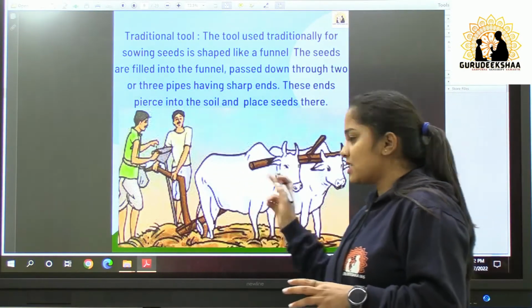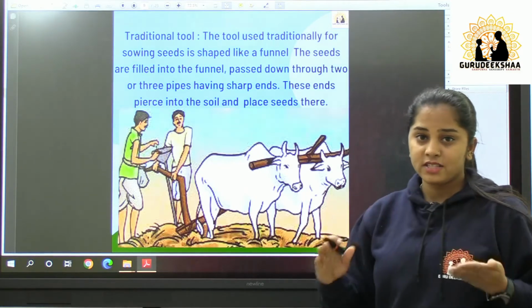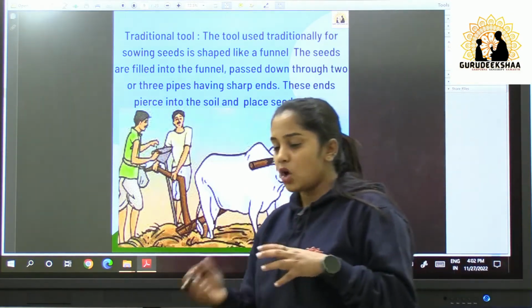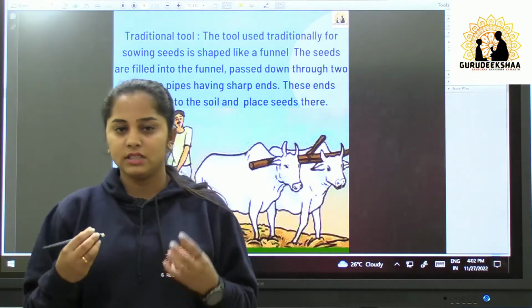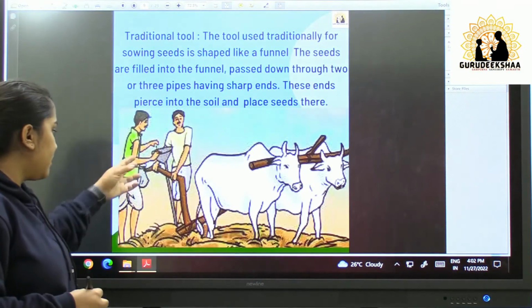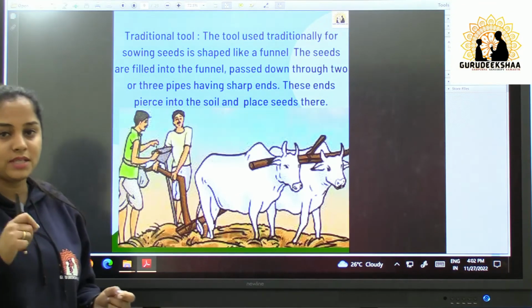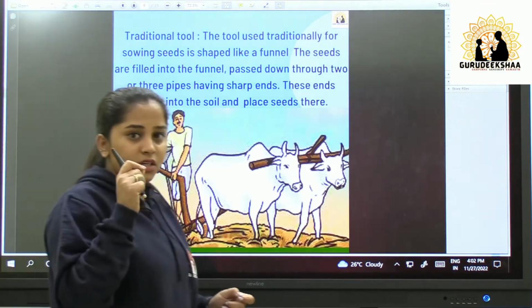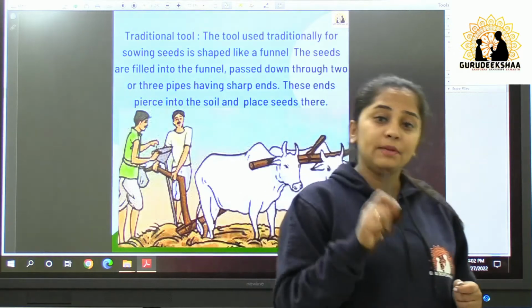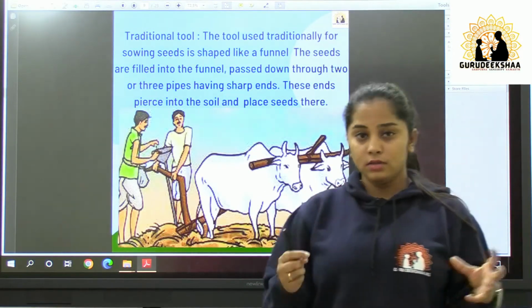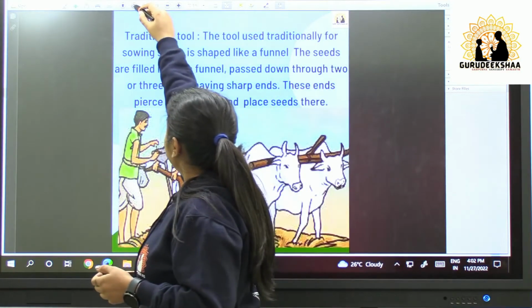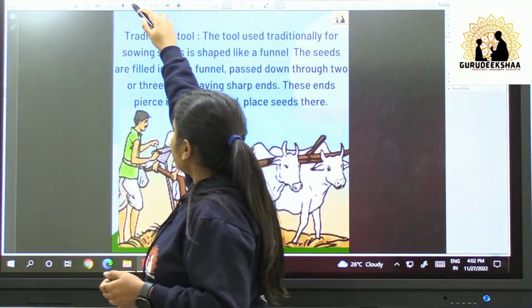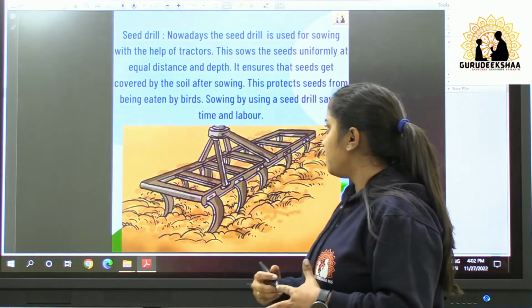If the seed is sown on the surface of the ground, if the seed does not go deep inside the ground, the plant will not come out, obviously. So this was a very sharp thing which goes deep inside the soil so that the seed goes deep inside the soil, and the plant grows out very nicely. So now we have done that.